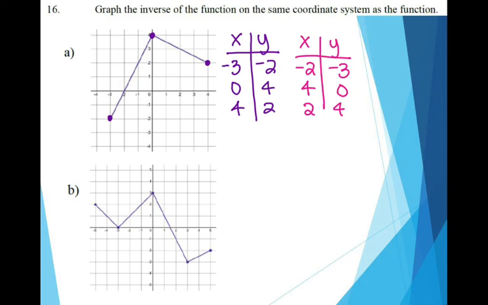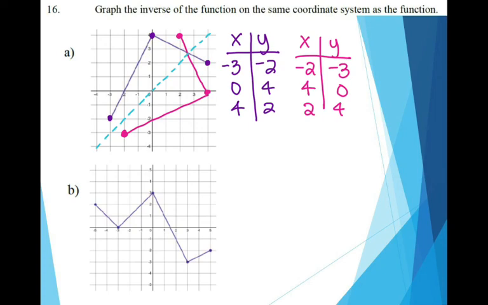And I'm going to plot those points. So -2, -3 is right here. 4, 0 is right here. And 2, 4 is right here. And I'm going to connect these points. And voila, there's our inverse. One thing about inverse functions is that they are reflections over the line y equals x. So if I draw the line y equals x, I should be able to see that they mirror each other. Yep, that one worked out nicely.